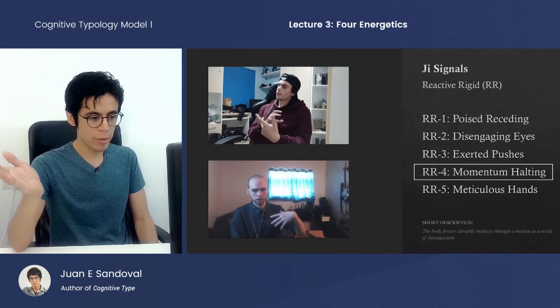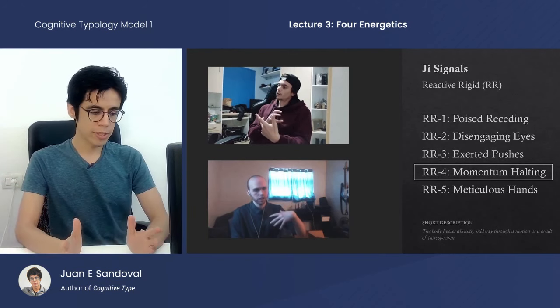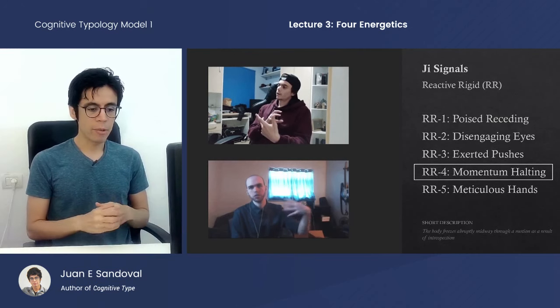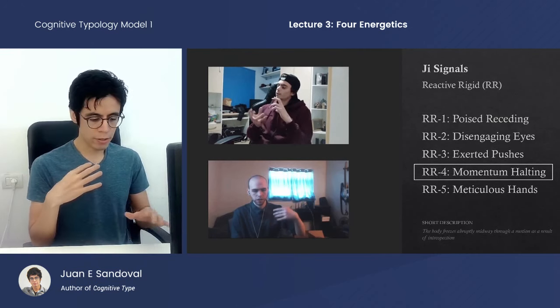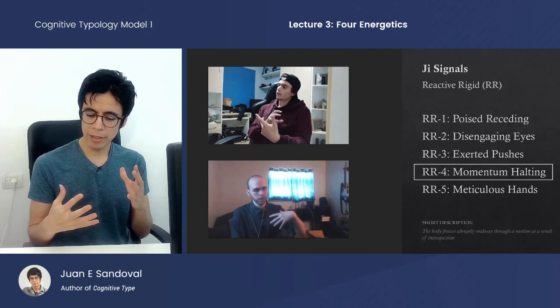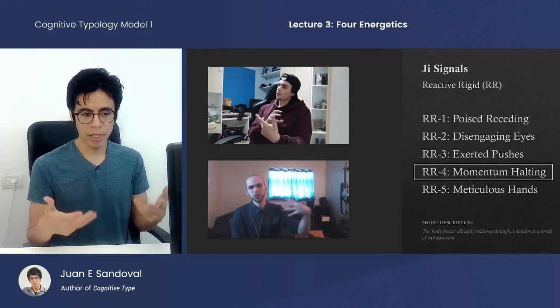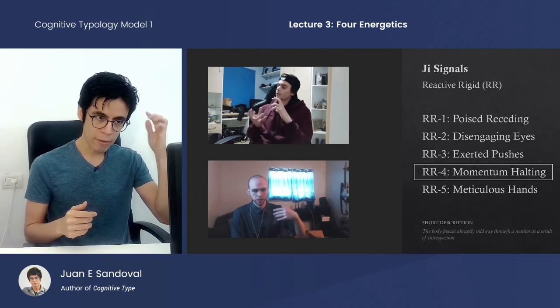And the same logic applies to signal number 4 here, which is momentum halting. Now, this one is described as the body freezes abruptly midway through a motion as a result of introspection. So the body is going on and then it just freezes in place for the duration of the introspection happening, and then maybe it picks back up when it, let's say, accesses the thought, or it's finished gathering that processing.